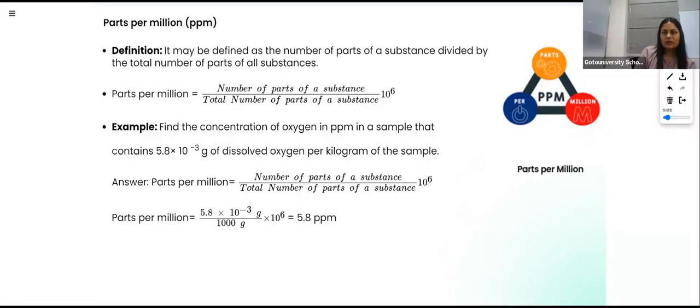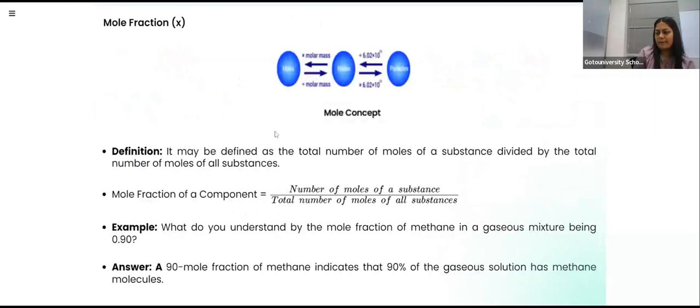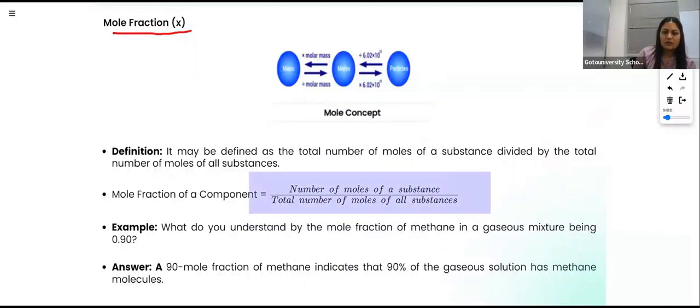So let's move on to our next method, fifth, that is mole fraction. This is very important and is very highly used in calculating the concentration of solutions, right? So what is mole fraction? It is generally represented by X. If you can read the definition here, mole fraction, it is the number of moles of a substance by total number of moles of all substances.